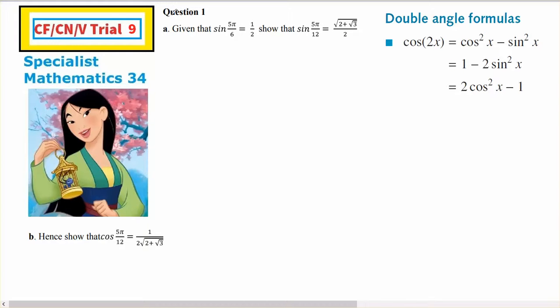This is for Year 12 Specialist. It comes out of the SAC1 Trial 9, question 1A and B. And I'm going to be using double angle formulas. Okay, given that the sine of 5 pi on 6 equals a half.